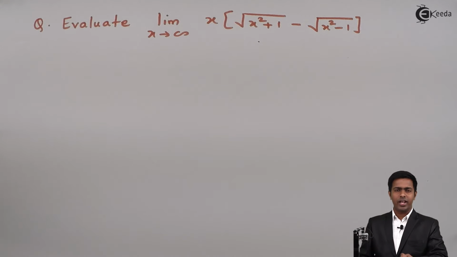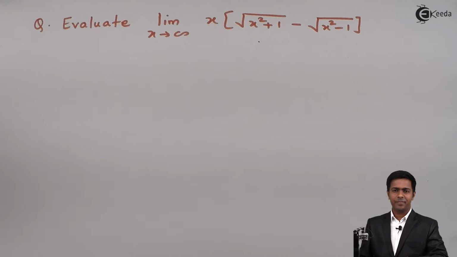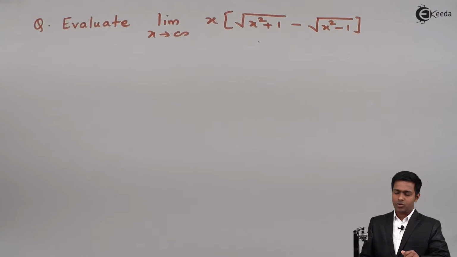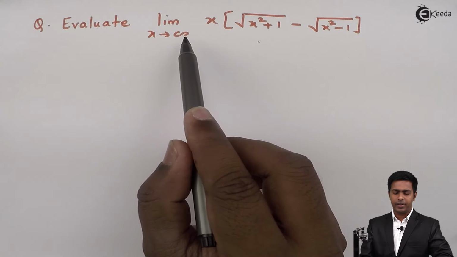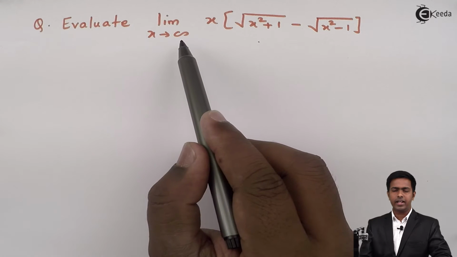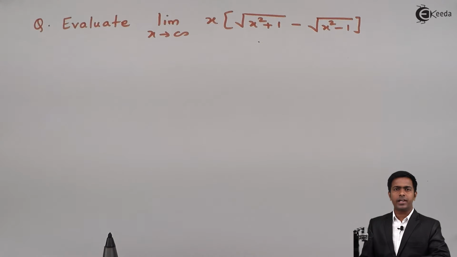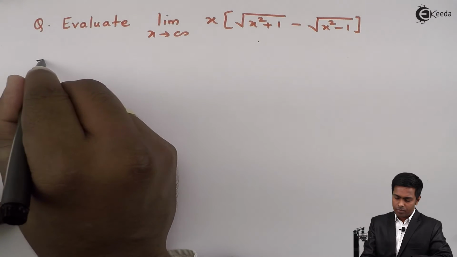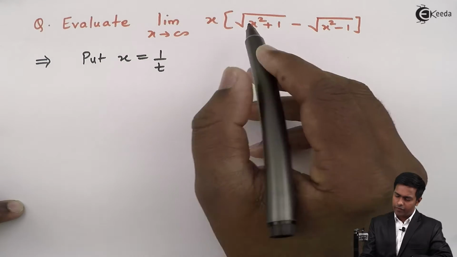Hello friends, so here in this problem we have to evaluate the limit as x tends to infinity of x times the bracket, square root of x square plus 1 minus square root of x square minus 1. Now before starting with the solution, if we observe the given limit, here we have x tends to infinity, and whenever we have an infinite limit, we substitute x as 1 upon t to make it finite. So here I will put x equal to 1 upon t everywhere.